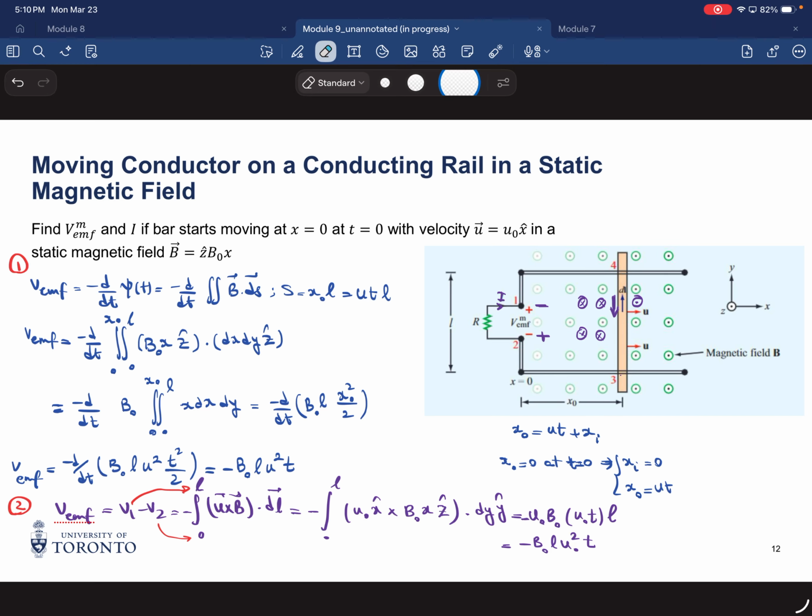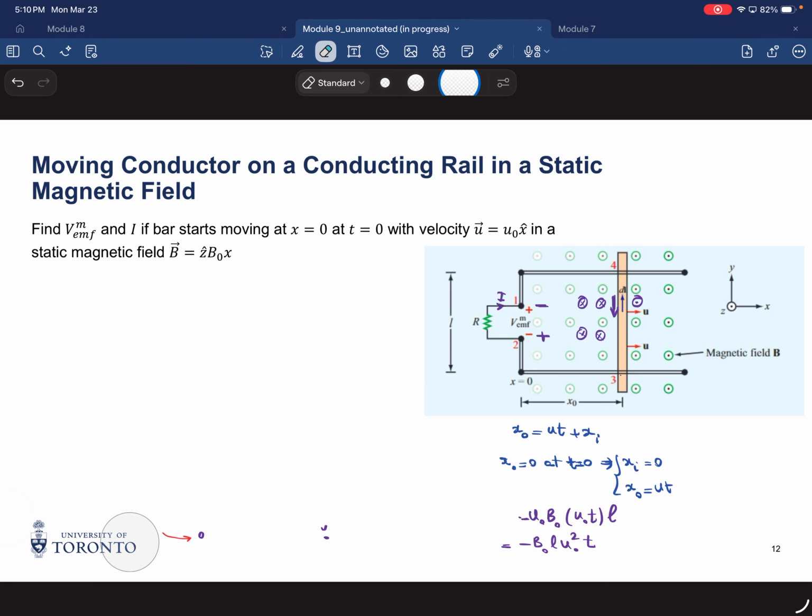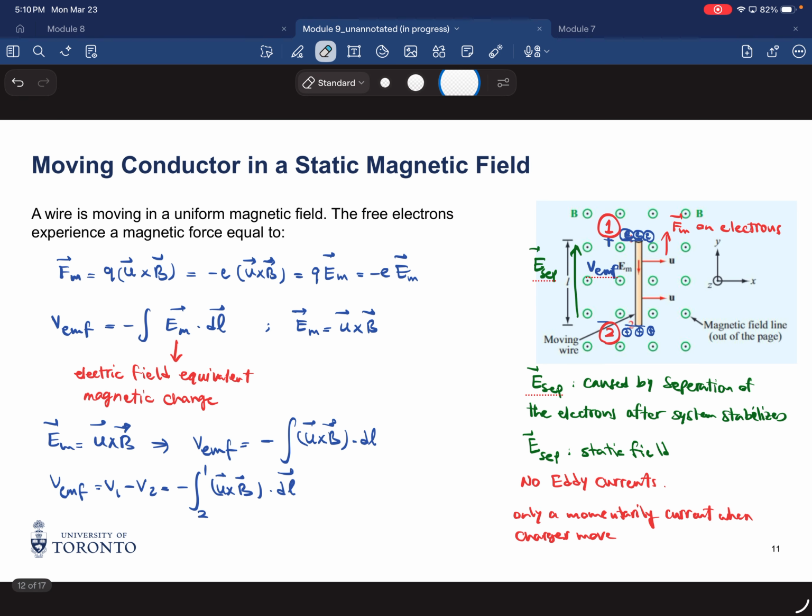Okay, so let's review this example one more time, because it's been a week. So we said that when we have a moving metallic rod in a magnetic field, and that magnetic field is static, so it's not changing by time. It might be changing with the space, but it doesn't matter.